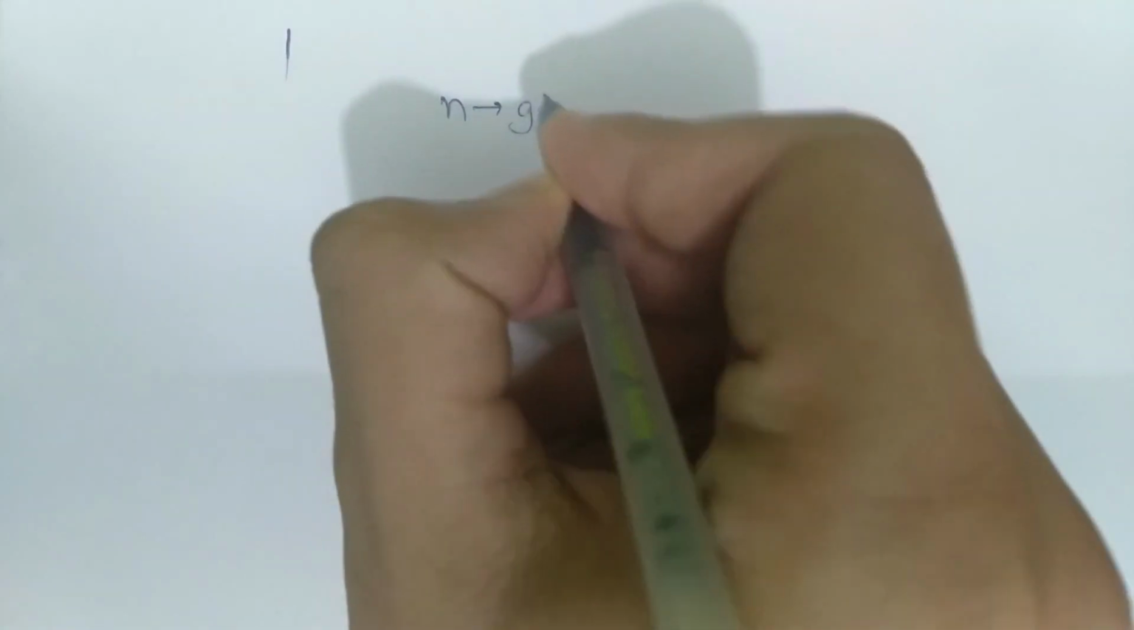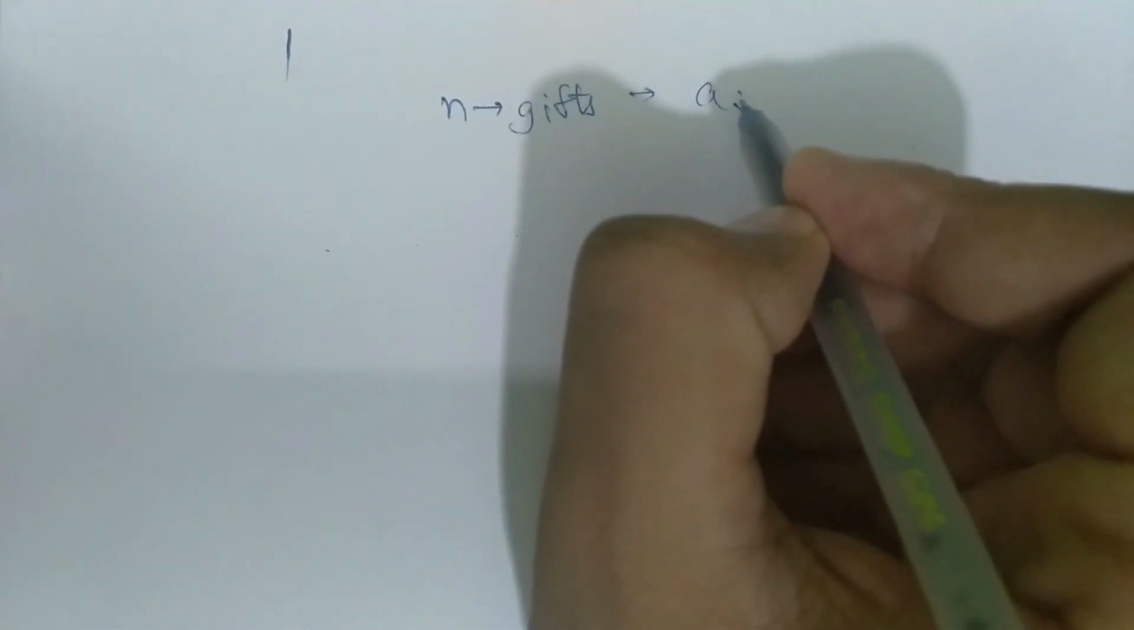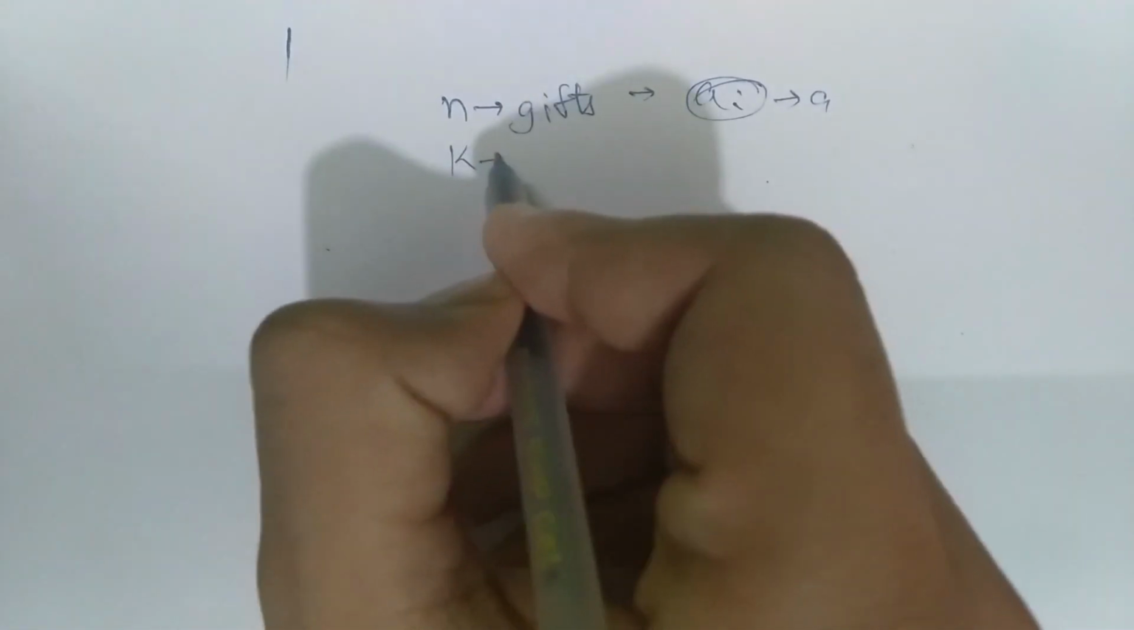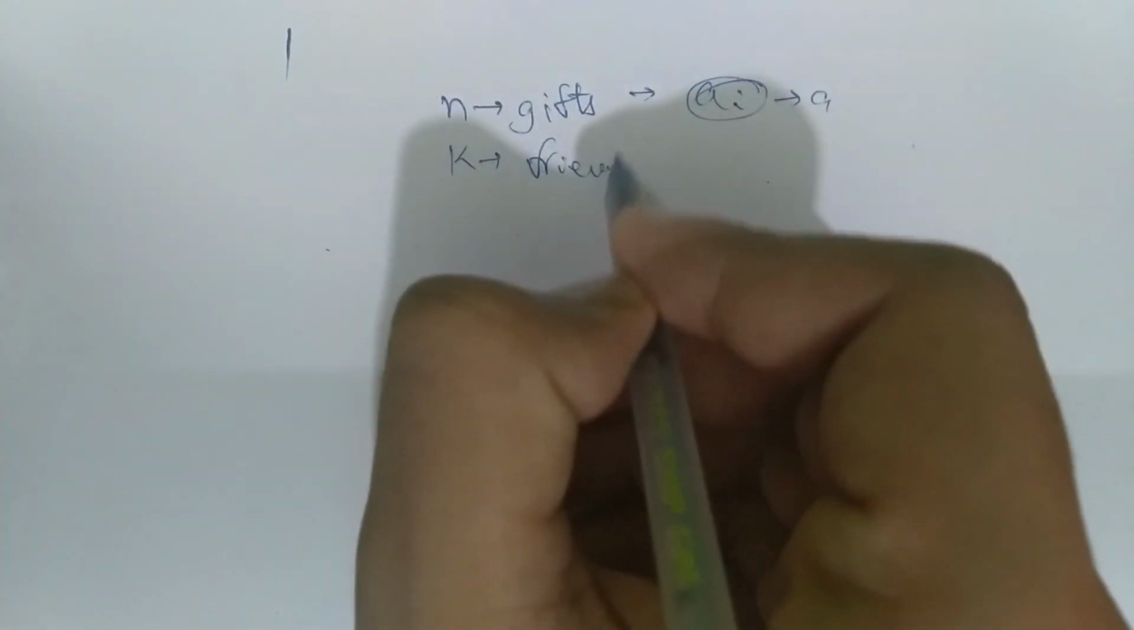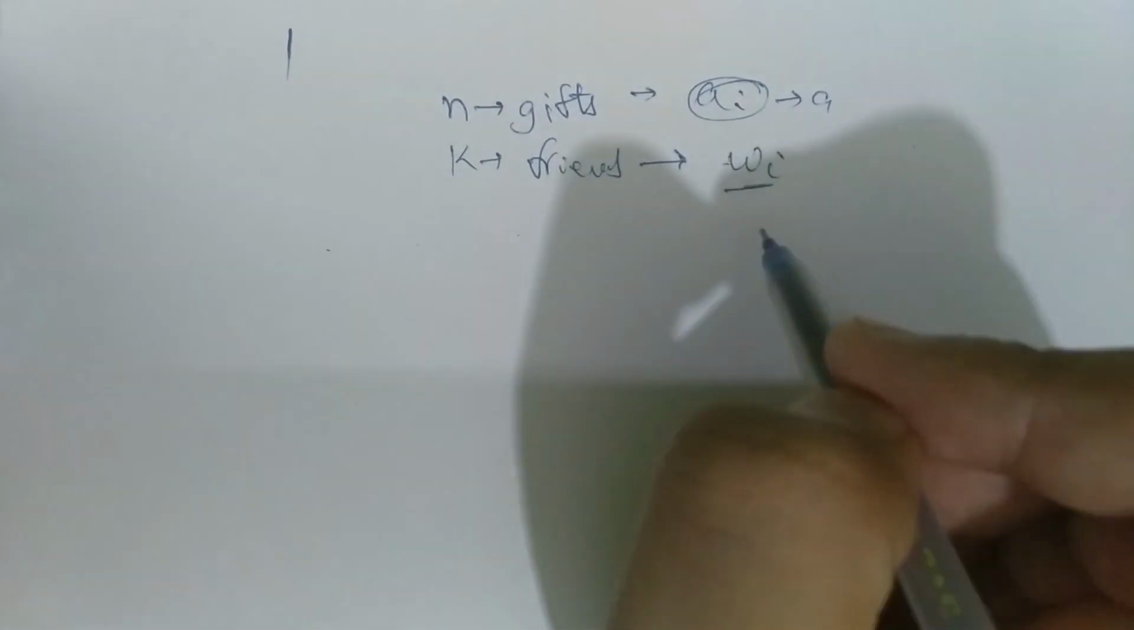So according to the question, we have n gifts. Mr. Lee has n gifts, and the ith gift is Ai, the ith member of the A array. Now we have k friends, and each friend has a capacity. So the ith friend has capacity Wi.